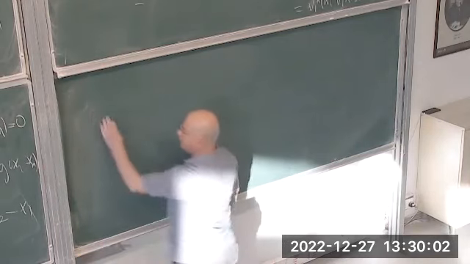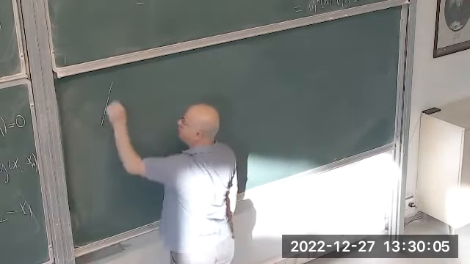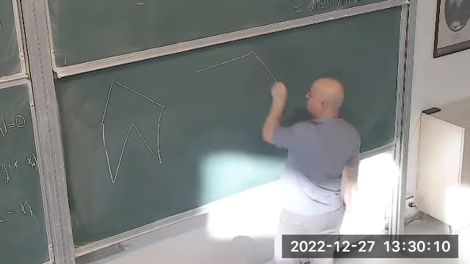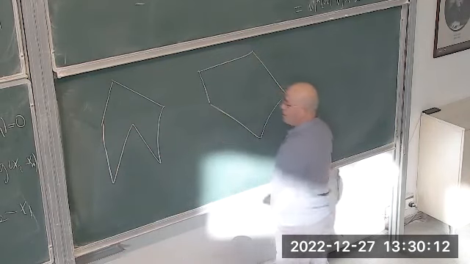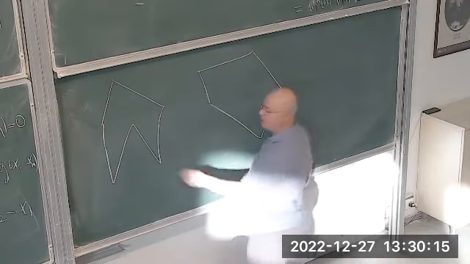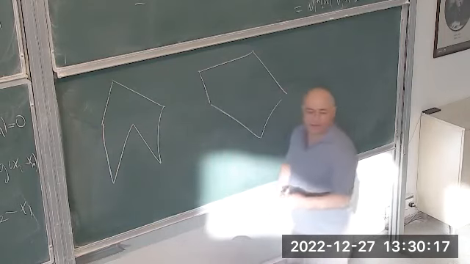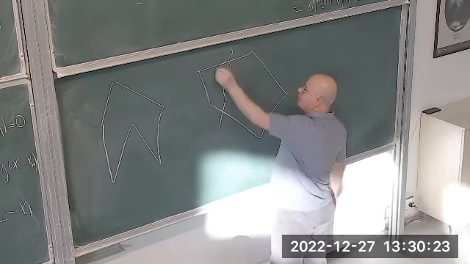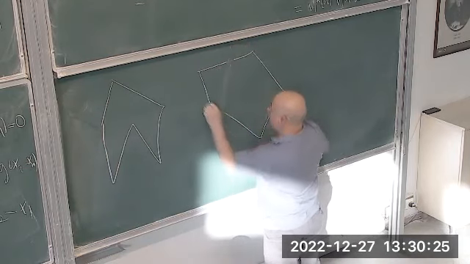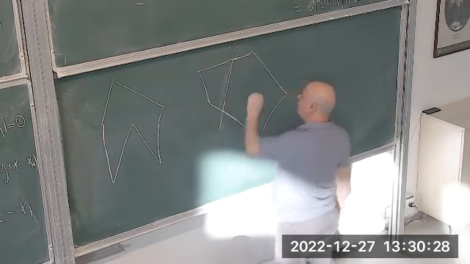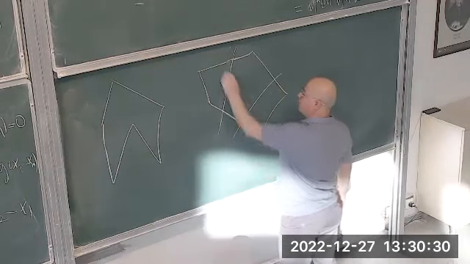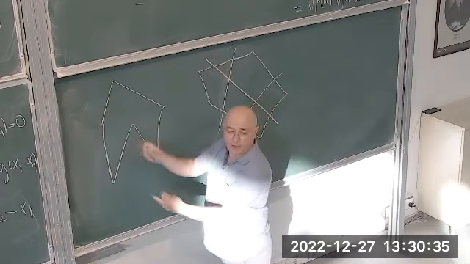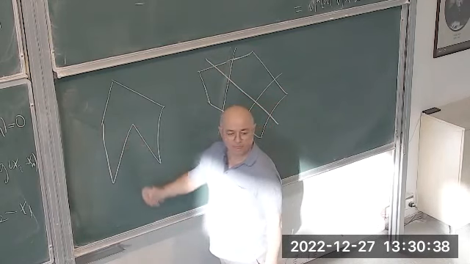Well, it's an elementary fact. If you have a polygonal region like this, and let's say another region like this, if they have the same area, then you can do the following. You can cut one of them along some lines and re-glue them, and you can obtain the other one.